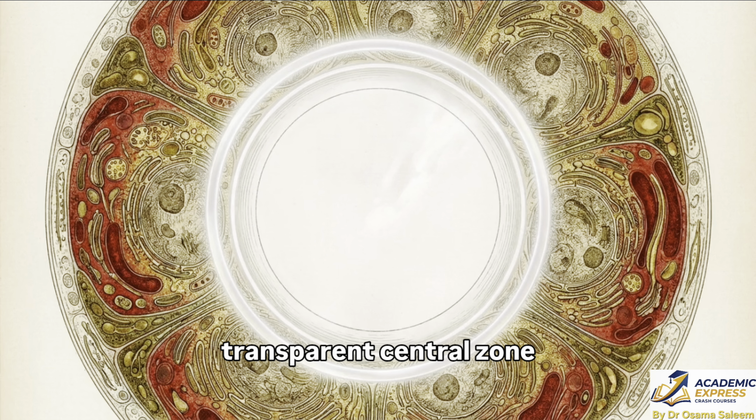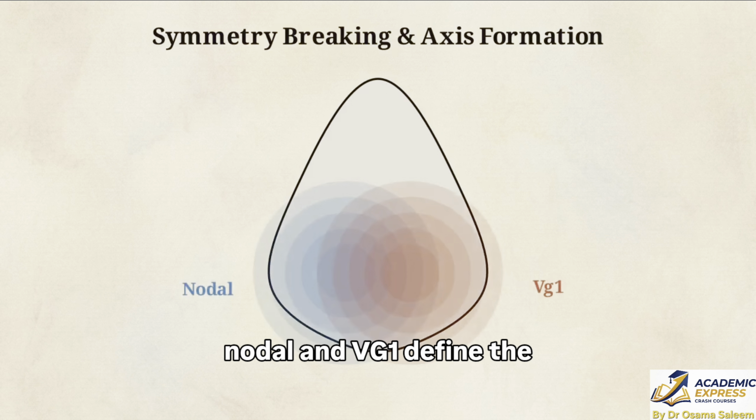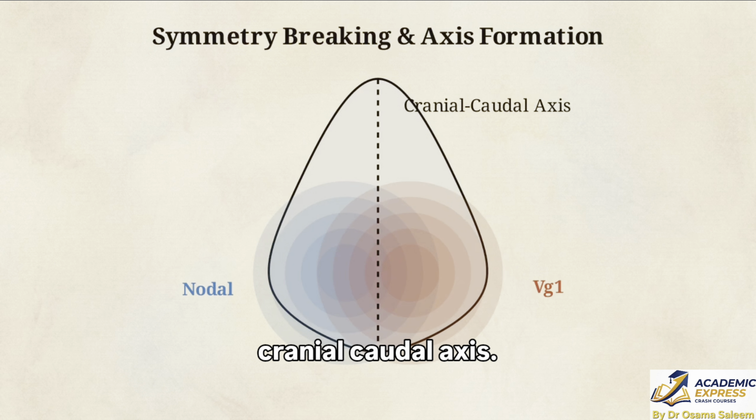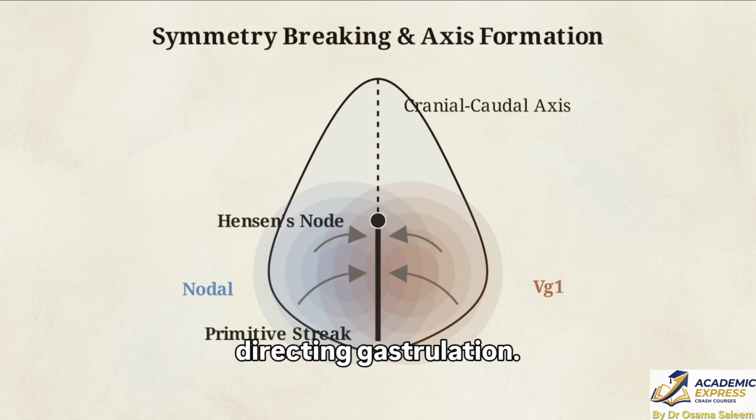They sort into a transparent central zone called the area pellucida, the site of the future embryo, and a darker outer ring known as the area opaca, which will form the support tissues. Chemical gradients of nodal and VG1 define the cranial-caudal axis. On day 3, the primitive streak appears, directing gastrulation.